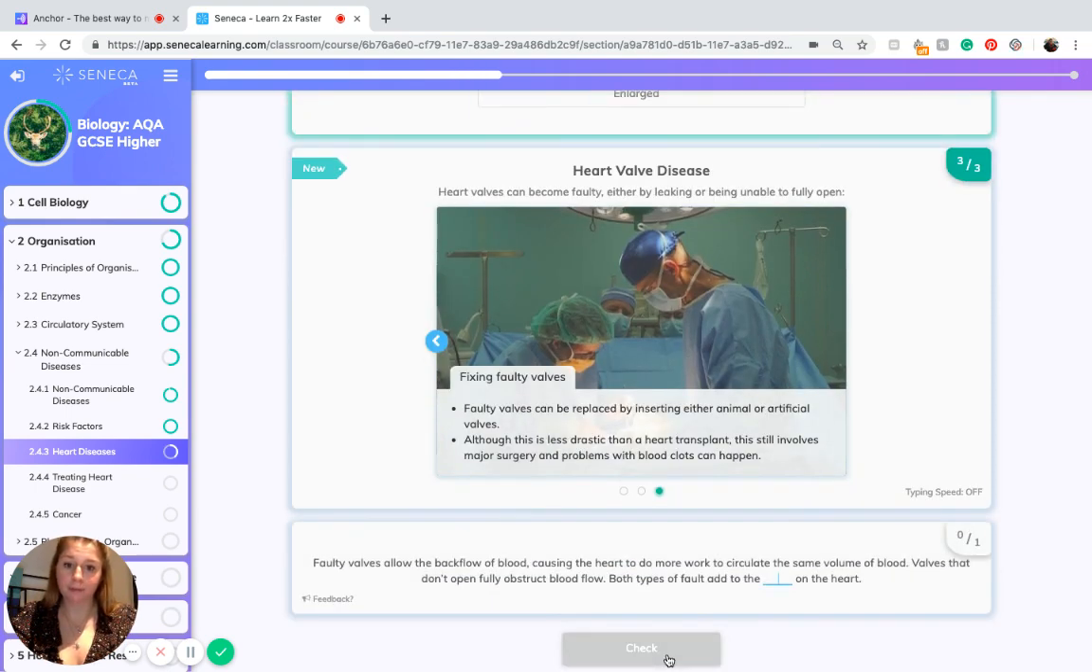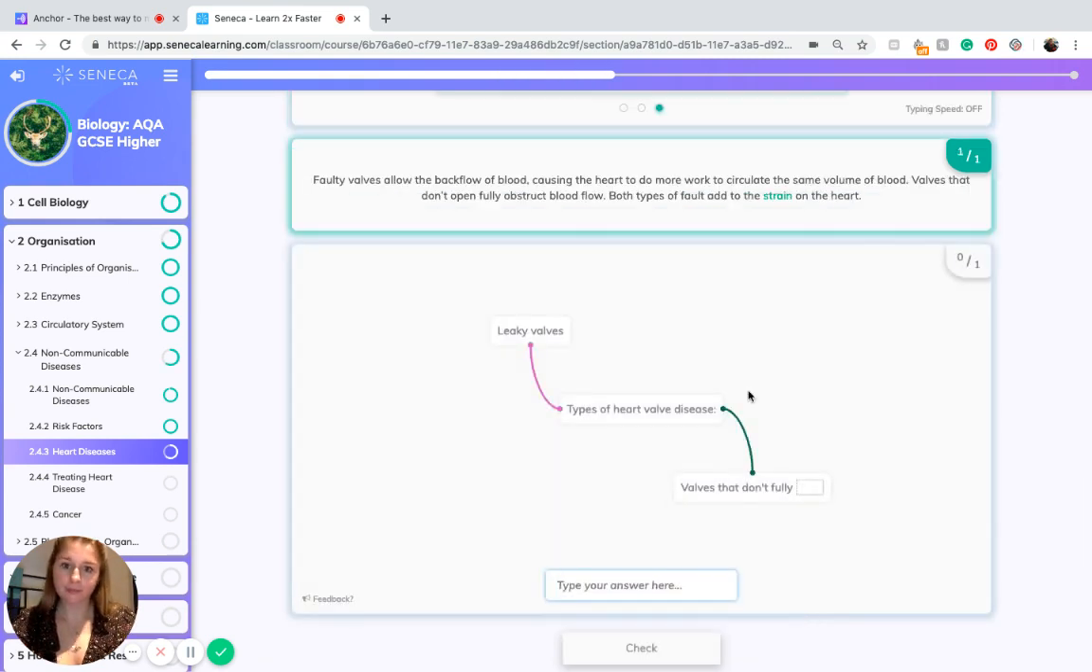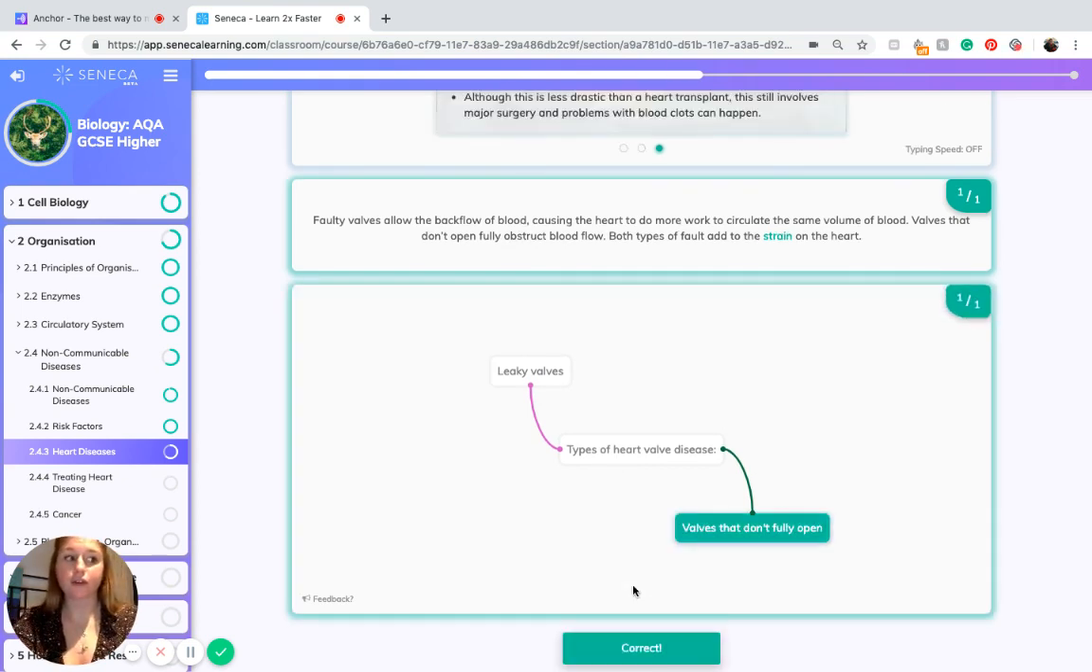So faulty valves is what causes heart valve disease, and it allows the backflow of blood, causing the heart to do more work to circulate the same volume of blood. Valves that don't open fully obstruct blood flow, and both types of fault add to the strain on the heart. So the two types of heart valve disease that I just mentioned are leaky valves and valves that don't fully open.